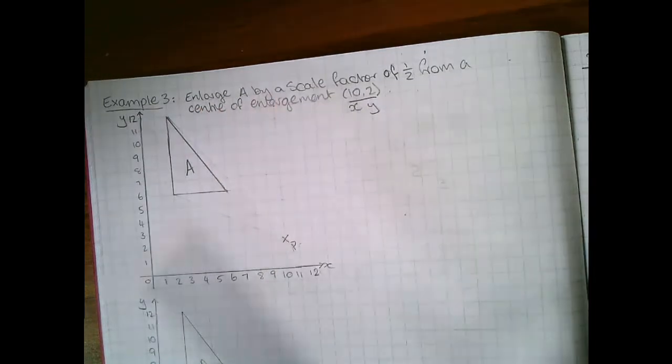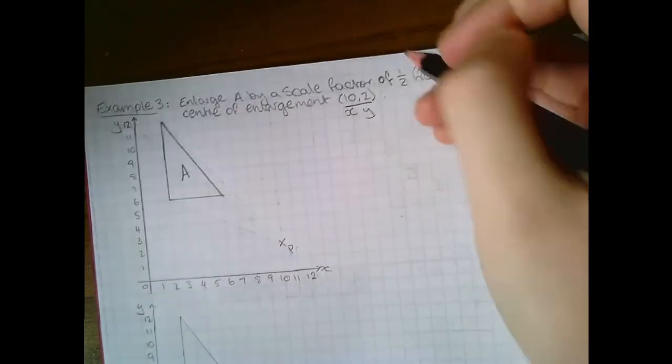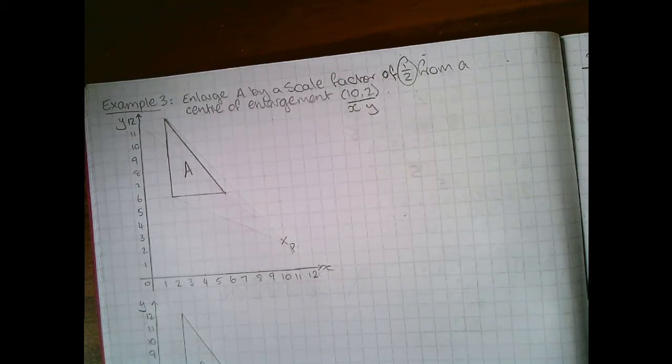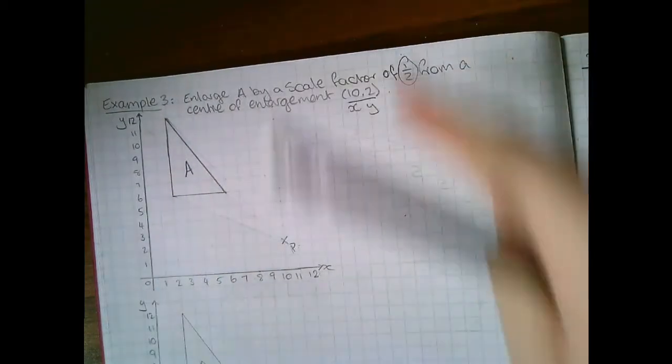This question says, enlarge a by a scale factor of a half. So that is the difference in this question to the one that we've just done. Although it's a half, this is still an enlargement, it's still exactly the same thing, but we can expect this shape to be getting smaller after this enlargement, okay?